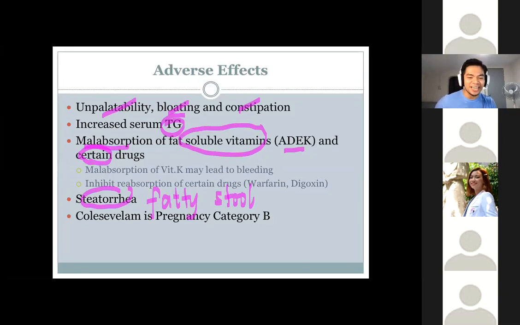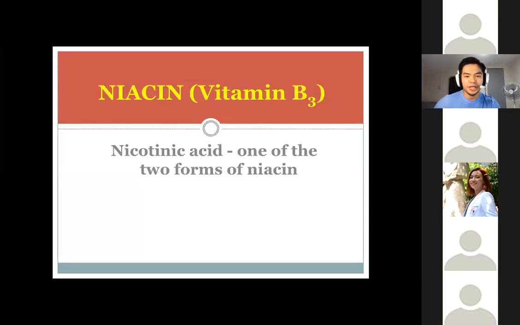And then finally, ang cholesevelam particularly is pregnancy category B. Ang pregnancy category B ay proven safe to animals, and then sa humans, hindi pa tayo sure kung safe siya o hindi. So overall, done with bile acid sequestrants. Next, let's proceed to niacin.